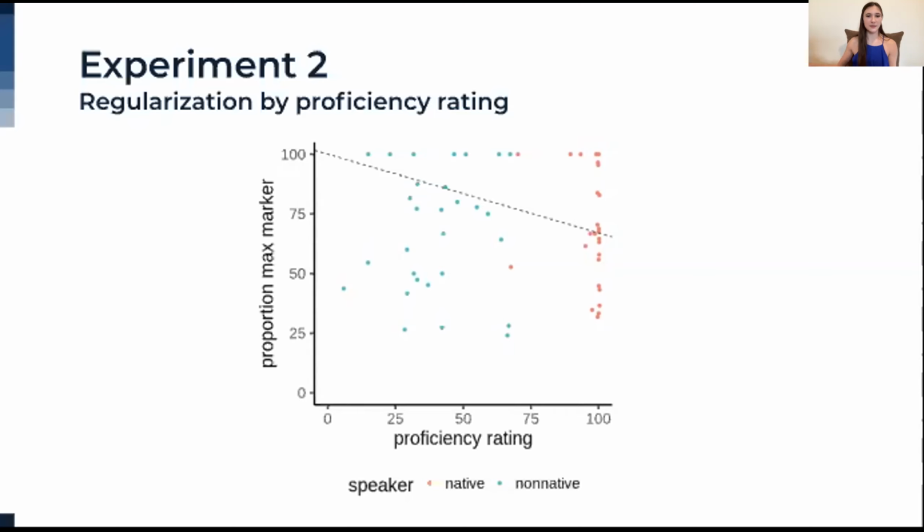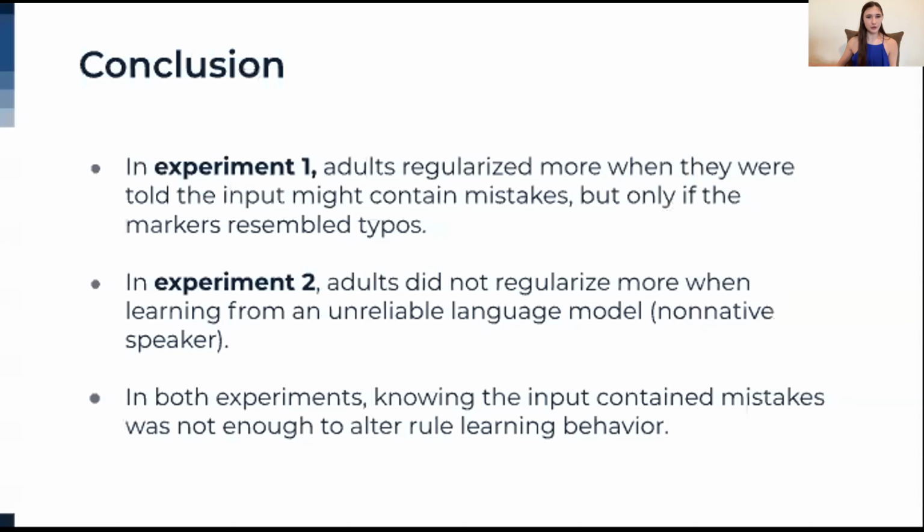Some people who rated the speaker very poorly regularized, but some didn't. Others who rated her extremely highly regularized instead of matching. So to conclude, in experiment 1, we found that if participants are told the input might contain mistakes, they regularize more, but only if those markers look like mistakes or typos. If the variation is just distinct markers, they don't regularize more.